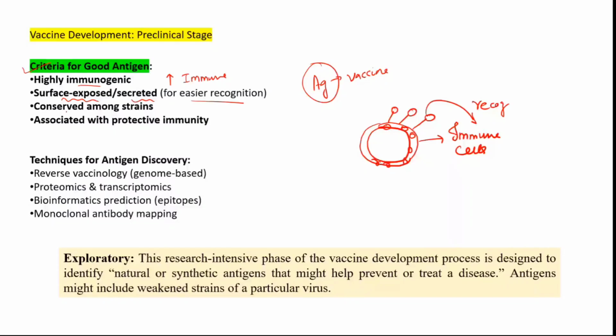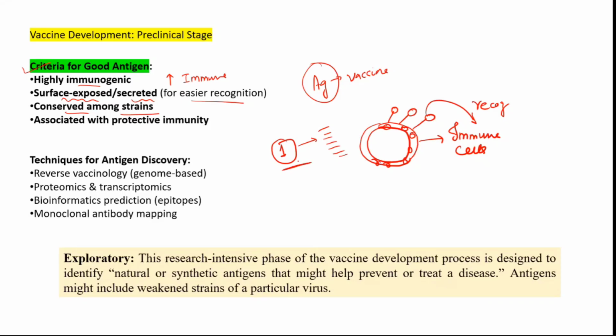Now, conserved among strains. It should not be heavily mutated, because whenever we have an unstable genome, it will start mutating every now and then. So we have to be very careful while choosing the strain, because if it is continuously changing its genome, it will be very difficult to target, and very difficult to produce on a huge scale. You have synthesized one vaccine, but for mass production, if its genome is continuously changing, you will not be able to produce it in the efficient amount that you achieved in your first stage.